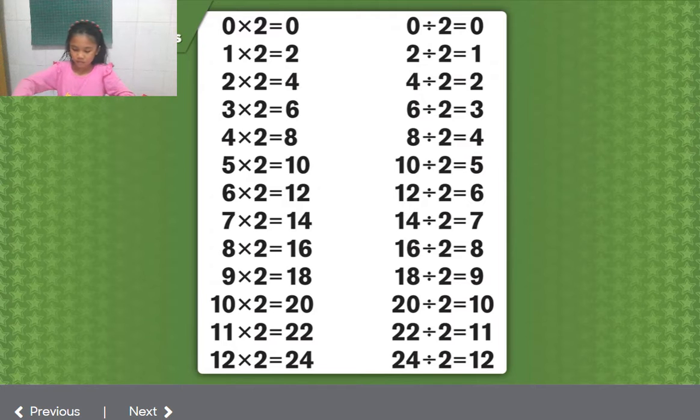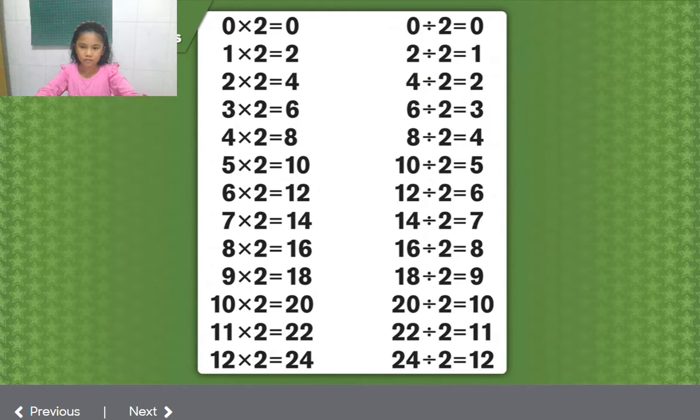10 divided by 2 equals 5. 12 divided by 2 equals 6. 14 divided by 2 equals 7. 16 divided by 2 equals 8. 18 divided by 2 equals 9. 20 divided by 2 equals 10. 22 divided by 2 equals 11. 24 divided by 2 equals 12.